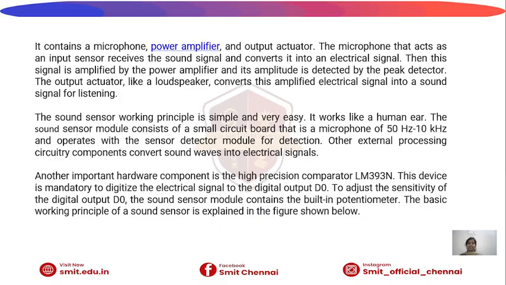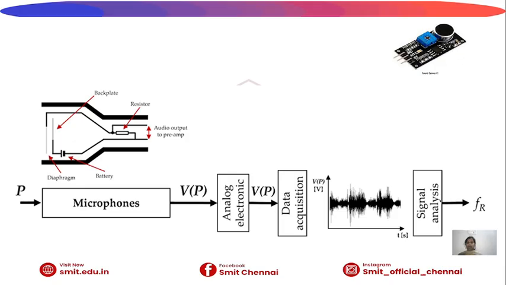This device is mandatory to digitize the electrical signal to digital output D0. To adjust the sensitivity of the digital output D0, the sound sensor module contains a built-in potentiometer which adjusts the voltage. The potentiometer is used to adjust the output signal, that is, the digitized electrical signal. The basic working principle is explained below.